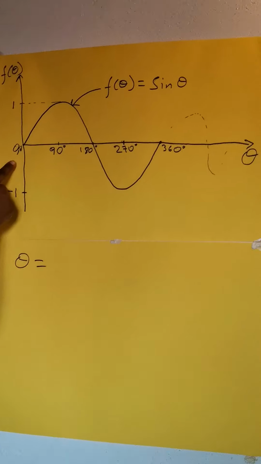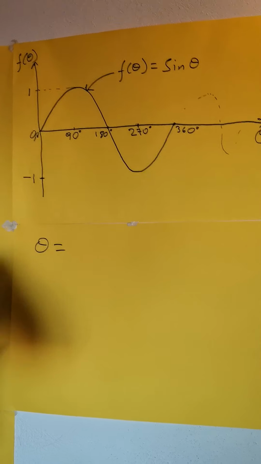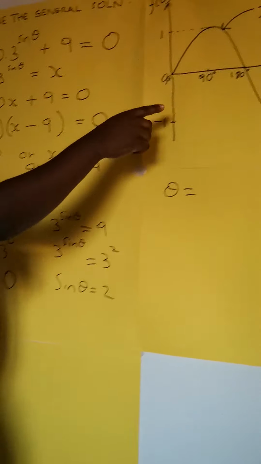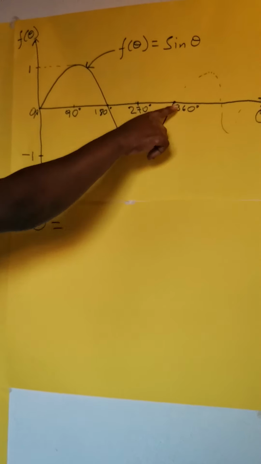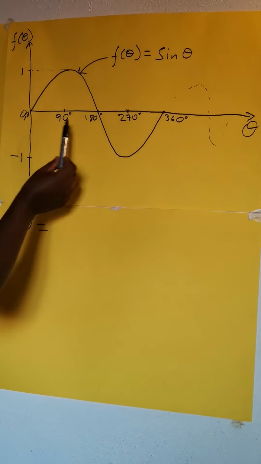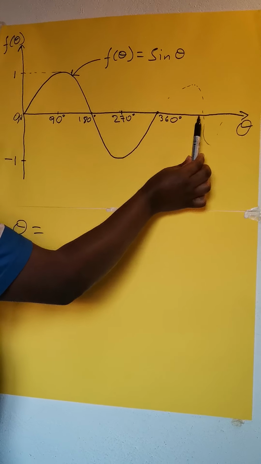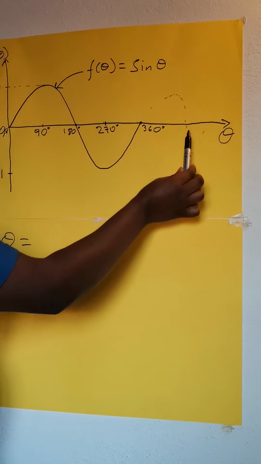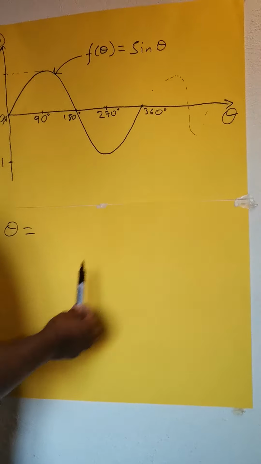When we are here at 0, we have a solution: sine 0 gives us 0. Then when we are at 180 degrees, we have a solution also because sine 180 degrees equals 0. And the same when we are at 360. So that means every 180 degrees we have a solution. Even after 360 degrees, if you add another 180 degrees on top of 360, this graph will cut the theta axis, and the sine will be 0 there. And then you go on adding 180 degrees.